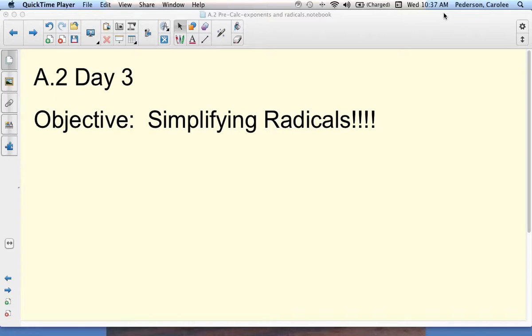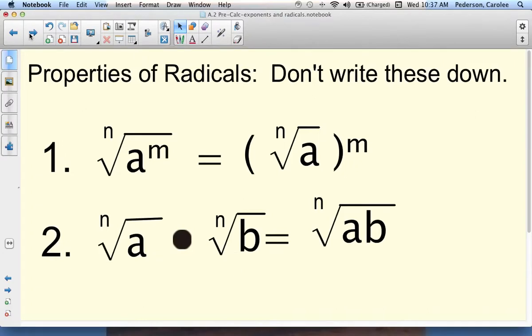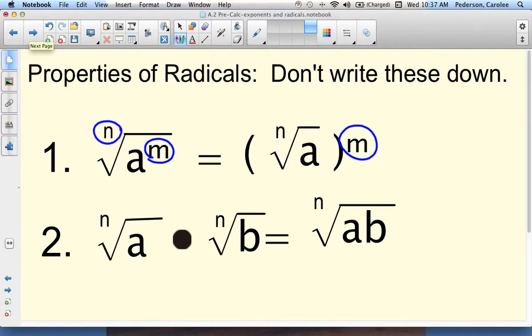Here are some examples and properties of simplifying with radicals. The first property is when you have a to the power of m under a radical with index n, it can also be written like this, where the power m is outside and then the index is still the same, n.